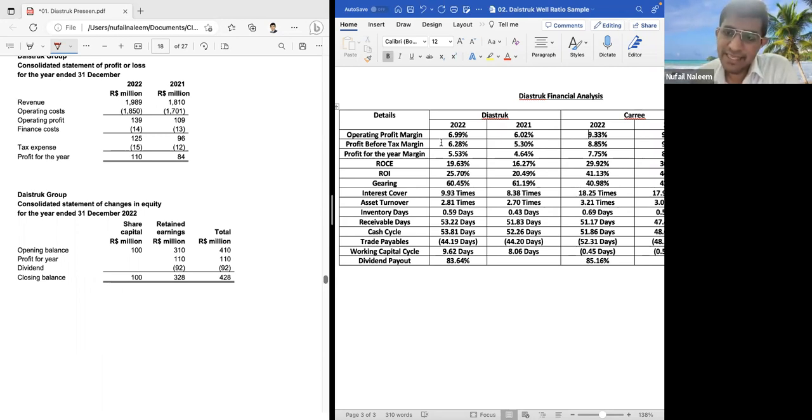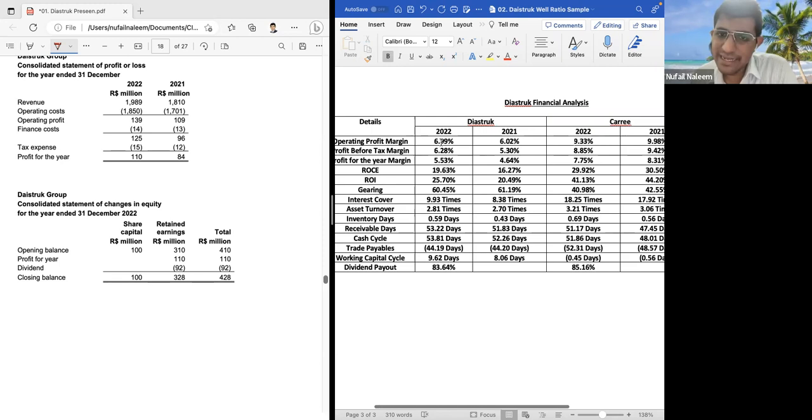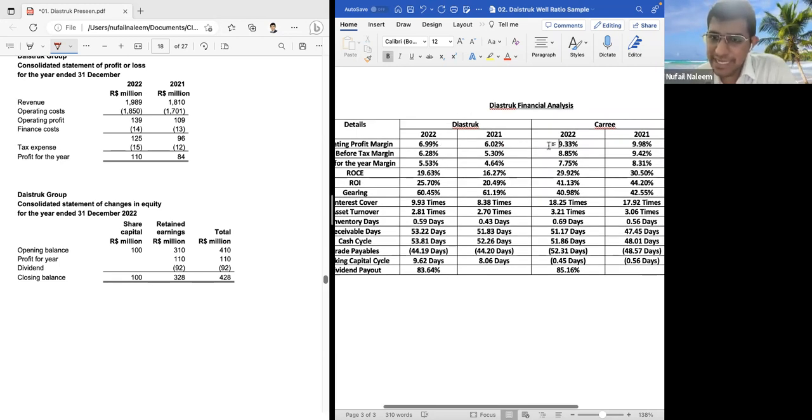Can I get a double Y in the chat box if you understood that operational profit margin? For every $100 sales, Carry will have $9 profit, but Daistruk will have only $6 profit. So effectively, students, we are a little bit economical compared with Carry. Can I get a confirmation from you all in the chat box? Are you understanding that point of view? Economical point of view, operating profit margins.